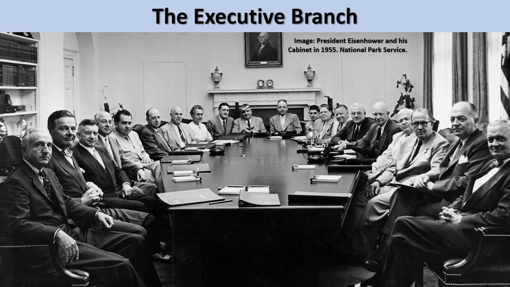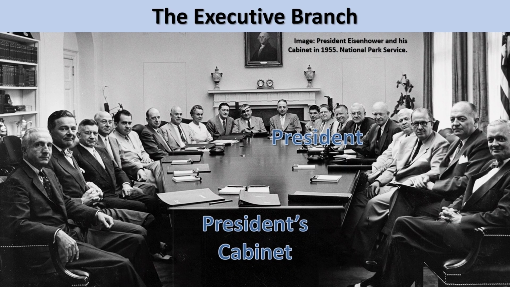The executive branch of U.S. government has several parts. At the top, in charge of the whole branch, is the president. The vice president and other members of the president's cabinet are also in the executive branch. Together, they work to carry out the duties of the branch.